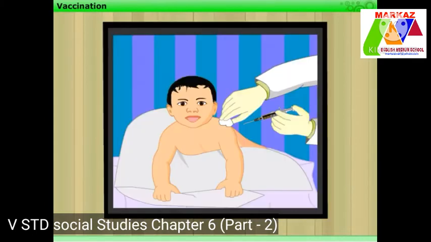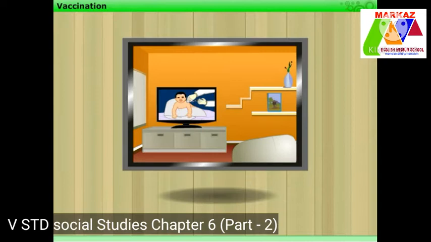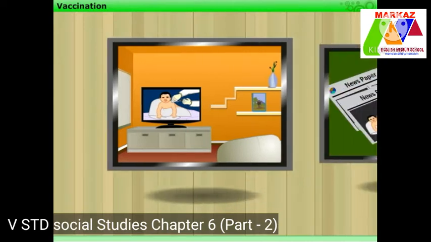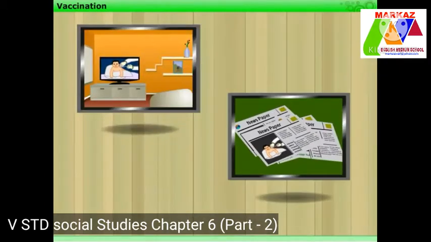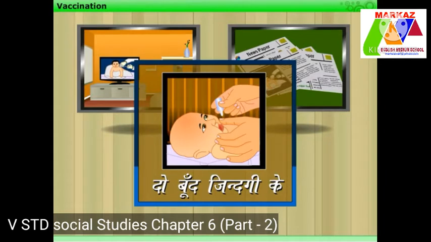It is essential to protect all children against such diseases. Hence, necessary vaccines should be given to children. These vaccines are available in the nearby hospital. Many advertisements on vaccination are displayed on television or given in newspapers. One such commonly seen advertisement is polio vaccination.